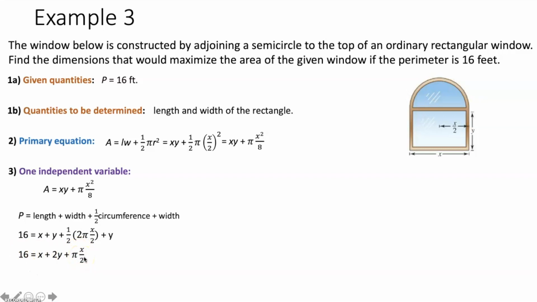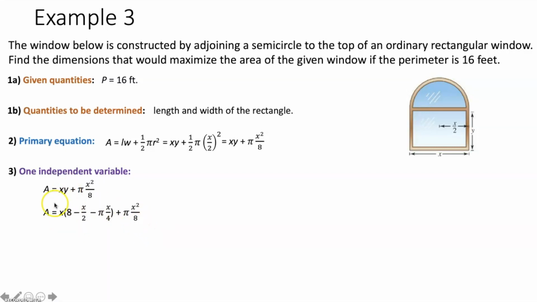Now, what I'm going to do is solve this for y. The reason is because there are multiple x's here, so that would be kind of tough to solve. So again, I'm going to solve this for y. I'm going to subtract x on both sides and then subtract pi x over 2 from both sides. Then multiply both sides by a half, and I end up getting something that looks like this. So this is y in terms of x. Now, why did I do this? Because I can now take what y is equal to and plug it in the area formula up here for y. When I do that, I have rewritten my primary equation to only have one independent variable, x.